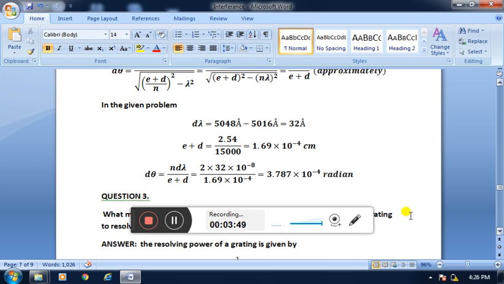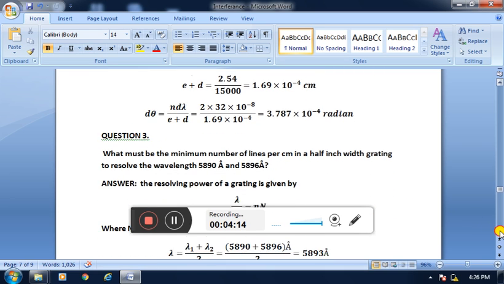Now we calculate the angular separation. What is the angular separation? d theta is equal to n d lambda upon e plus d, with n d lambda as 32 Armstrong and the grating element e plus d as 1.69 into 10 power minus 4. Then we get d theta is equal to 3.787 into 10 power minus 4 radian. Dear student, now we are going to discuss the next numerical.